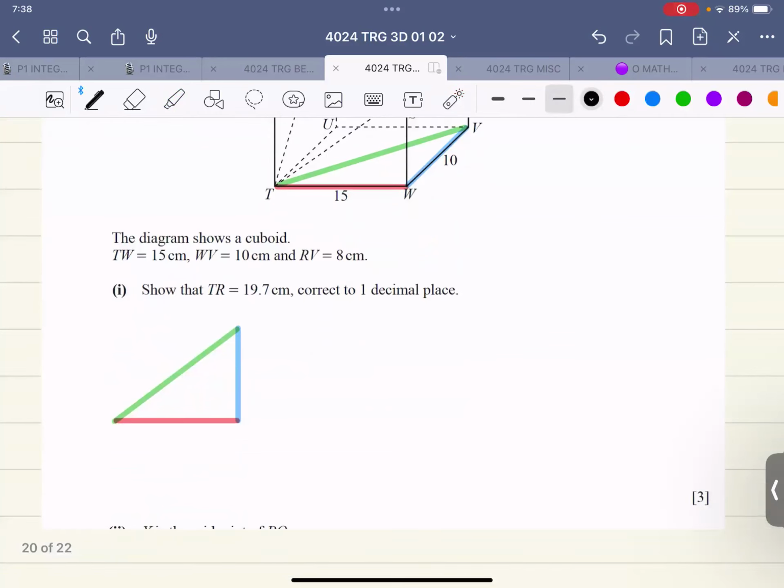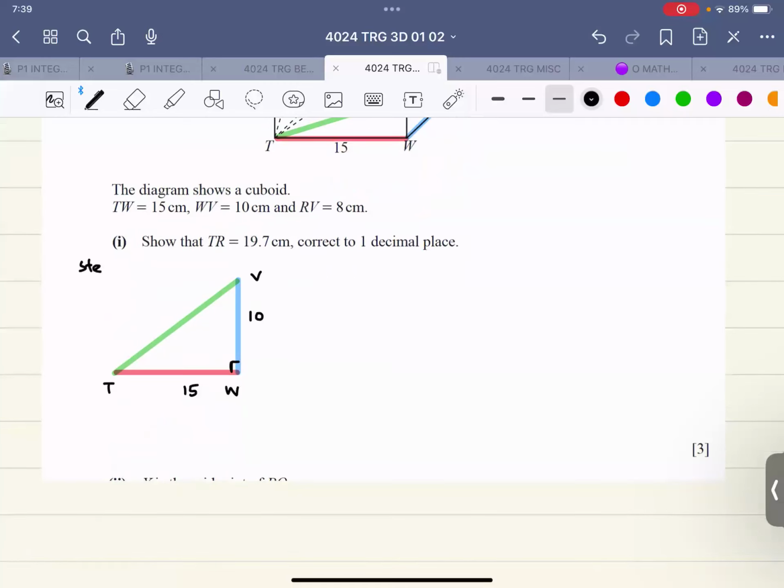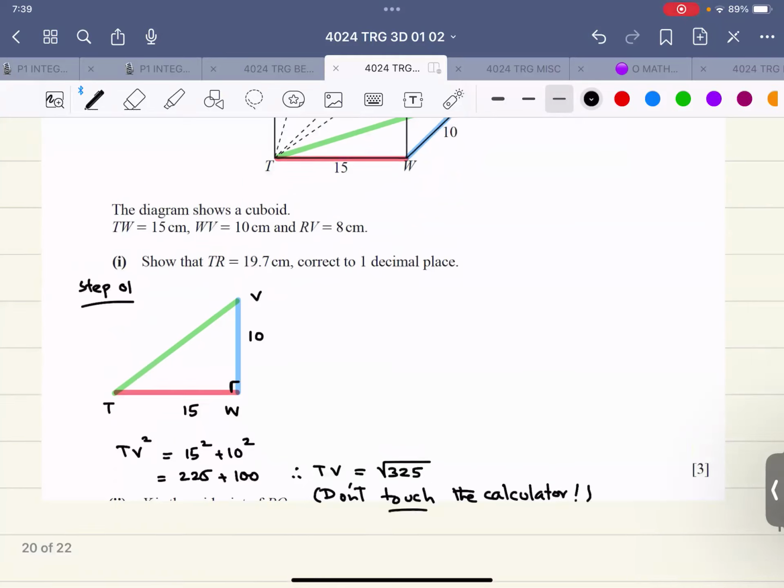So now, first of all, this is 90. This is 15. This is 10. This is T. This is W. This is V. So let me first, this is step number 1. So therefore, TV square is equal to 15 square plus 10 square. That is 225 plus 100. Therefore, TV is square root of 325. Don't touch the calculator. I'm not saying use it. I'm saying don't touch the calculator because it's too premature. Just go with the flow and let's see how the working goes.